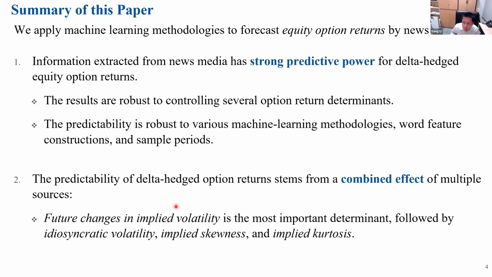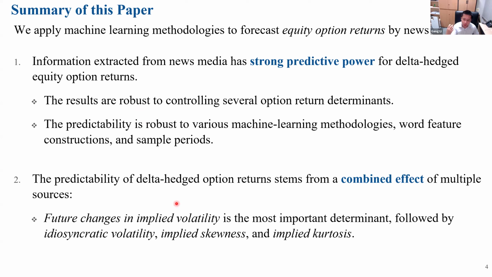Let me first make a quick summary of our paper's findings. This paper is mainly an empirical study, and we have several interesting findings. First, we find information extracted from news media has strong predictive power for average equity option returns. In this paper, we mainly investigate two popular approaches to analyze text data. One is a lexicon-based approach. The other is based on machine learning algorithms. We find the machine learning approach achieves much more robust and stronger performance than the lexicon-based approach, for example, using predefined dictionaries.